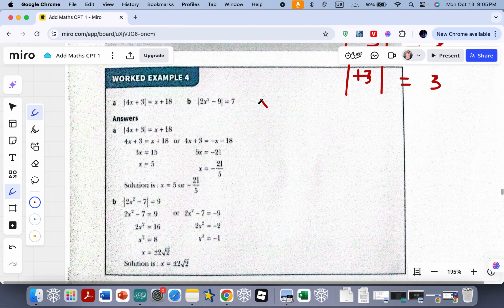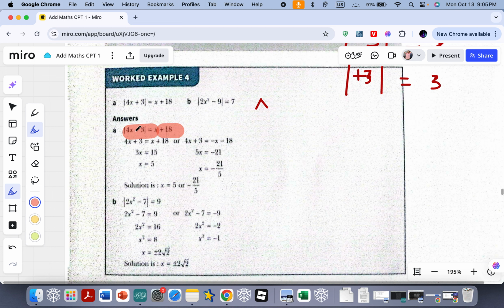Let's redraw this. It started lagging again, so we can use the highlighter. Now the modulus of 4x plus 3 is equal to x plus 18. You know modulus is given by putting two lines here. So it means 4x plus 3 equals x plus 18, or 4x plus 3 equals minus x minus 18. Why do we say equal to positive?